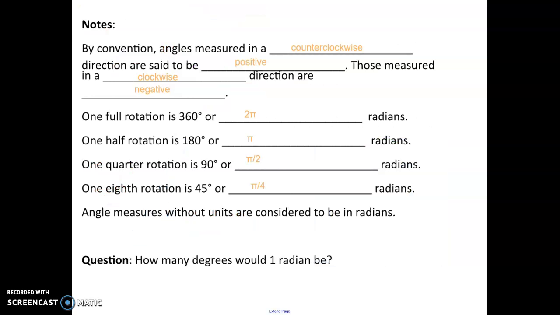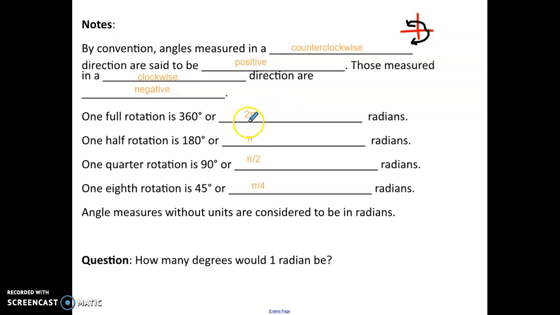Alright, here's your next set of notes. By convention, angles measured in a counterclockwise direction are said to be positive. So that means if I start at the x-axis and go counterclockwise, that would be a positive angle. But if I start at the x-axis and go clockwise, that would be a negative angle.